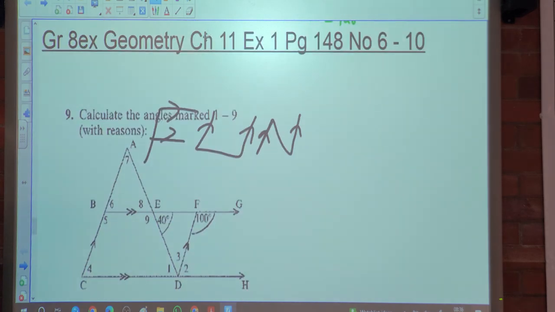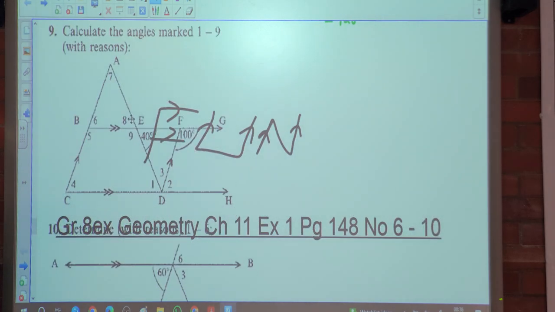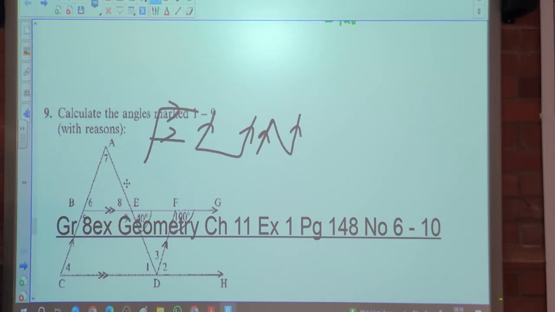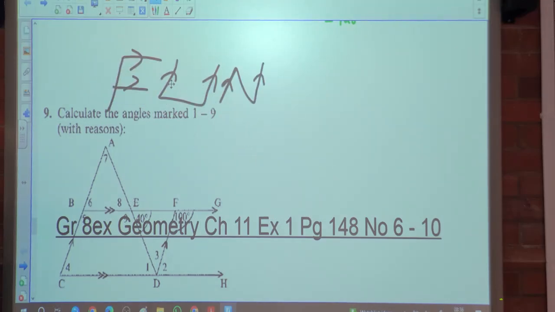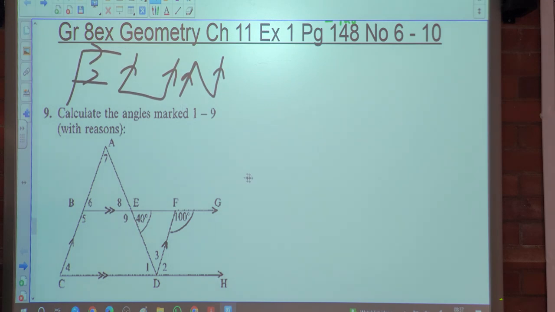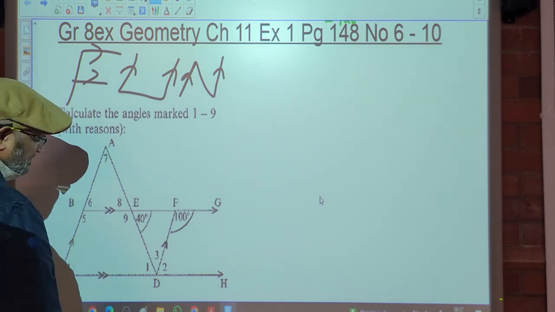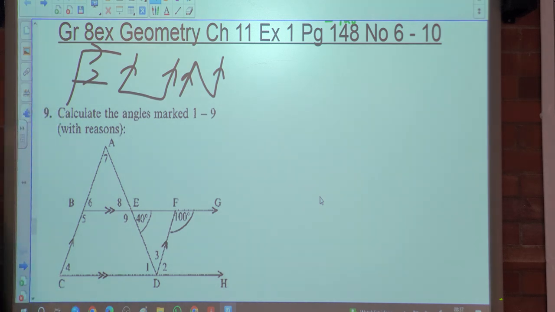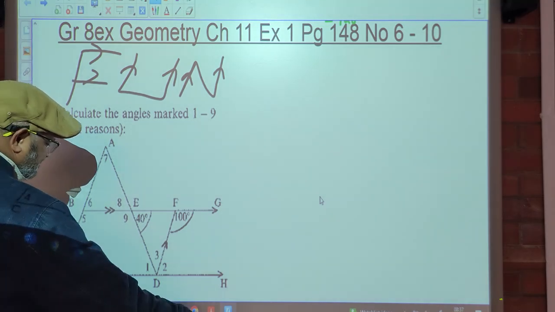Number 9. Number 9, we are asked to calculate the angle marked 1 to 9 with reason. Did I say in that order? No. Okay. So you can do any order. But let's try our best to do it in order. Let's see if we can.